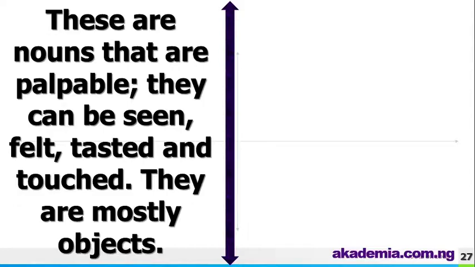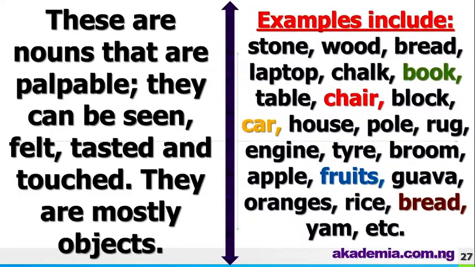They are mostly objects. Examples include stone, wood, bread, laptop, chalk, book, table, chair, block, car, house, pole, engine, tire, broom, apple, guava, oranges, bread. Now all of these are palpable. You can see them, you can feel them, you can touch them. So any noun that is concrete in nature or that is material in nature is a noun that you can see, feel, taste, or touch. These are the examples of concrete nouns like we have itemized earlier on.